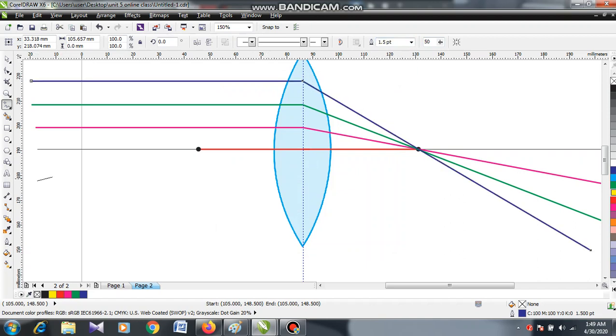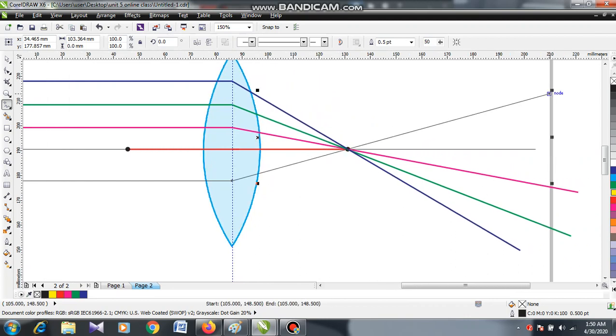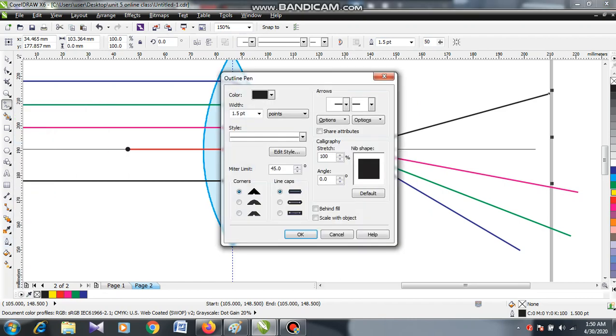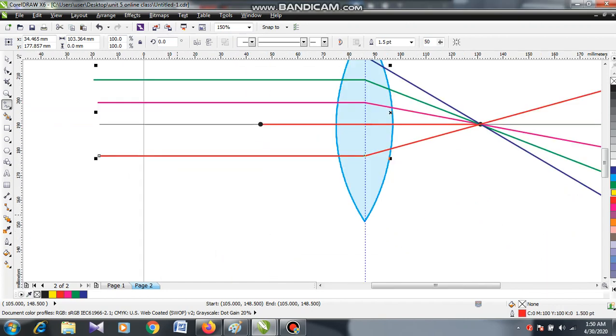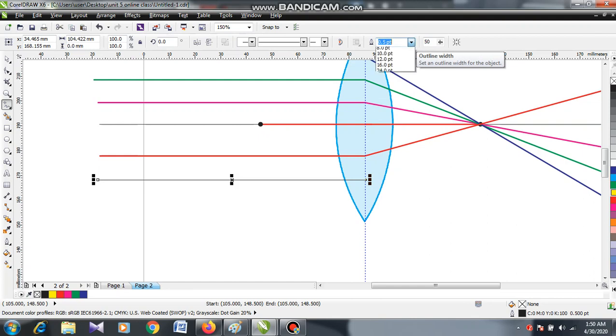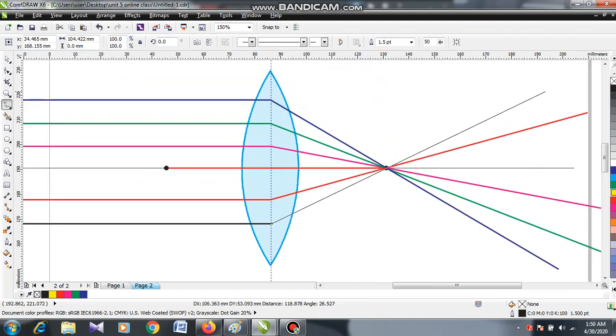Let us take another incident ray parallel to the principal axis. Now I am taking it for the down position. It also will be bent through the same focal point. Let's give another color. In exam papers, you don't need to draw different colors, but at the moment, for the children to understand, I am drawing with different colors. Let's take another line up to the lens, parallel to the principal axis. It also will be bent through the same focal point.